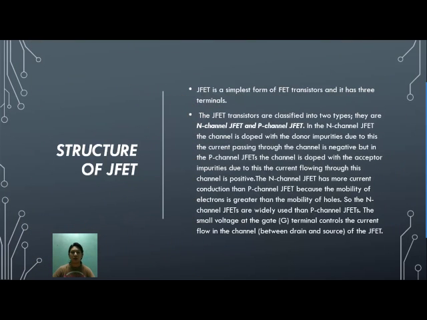Next, we move on to the structure of JFET. JFET is the simplest form of FET transistor and it has three terminals. The JFET transistors are classified into two types. They are N-channel JFET and P-channel JFET. In the N-channel JFET, the channel is doped with donor impurities. Due to this, the current passing through the channel is negative. But in the P-channel JFET, the channel is doped with acceptor impurities. Due to this, the current flowing through the channel is positive.